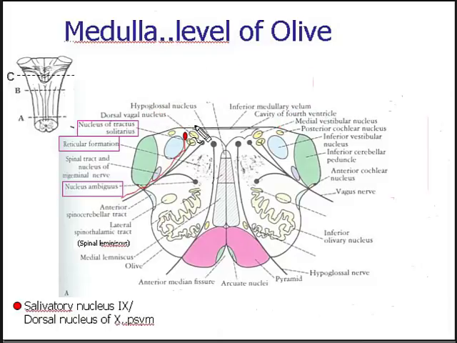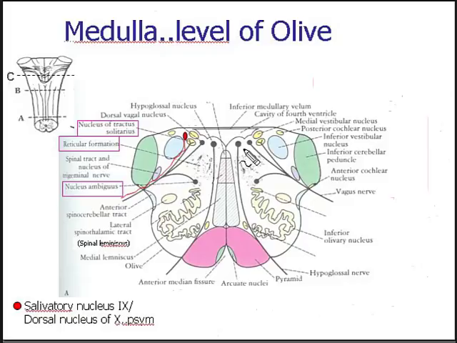Now the gray matter, because remember the gray matter has to be at the bottom of the fourth ventricle, because the central canal is opened out. So here the gray matter is really present as little islands, and at this point let us look at what are the nuclei we are going to see.